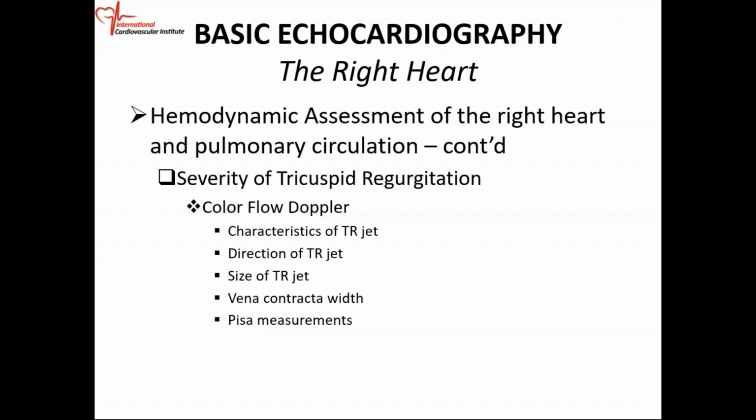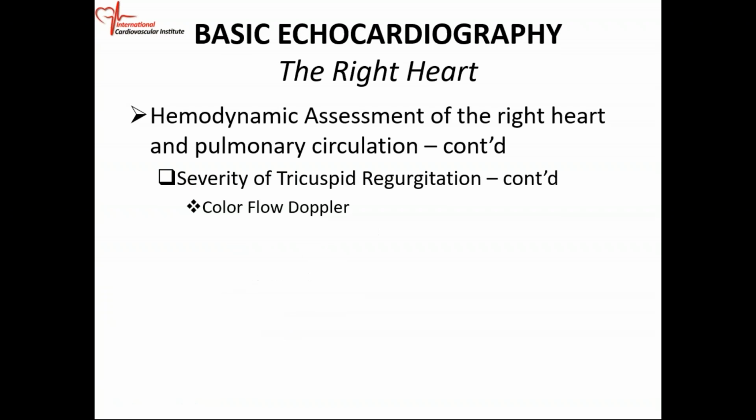We talk about a Coanda effect. Once you see Coanda, that is, the jet loops around the wall, that suggests severity. The size of the jet, anything greater than 40% of the area of the right atrium, suggests severe. The width of the vena contracta, remember? That is one of the most accurate means of determining the severity of mitral and tricuspid regurgitation. And then the other PISA measurements.